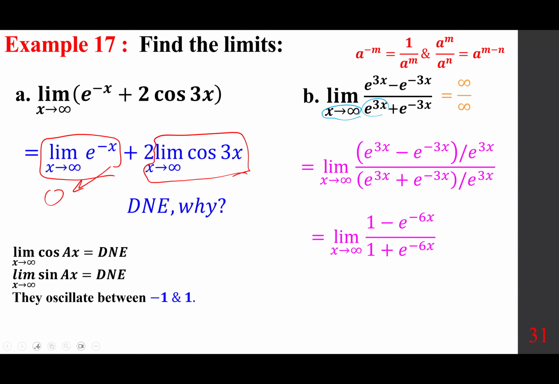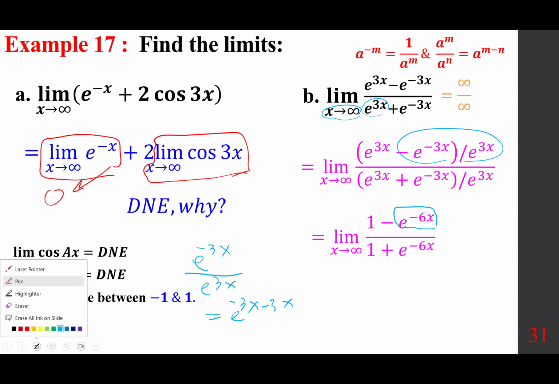So in case I want to show you, this is what happens for this piece, for example. e to the power of negative 3x over e to the power of 3x is e to the power of negative 3x minus 3x. That's how you get that. And of course, this e to the power minus 6 times infinity, that goes to 0. This goes to 0, so the answer is 1.